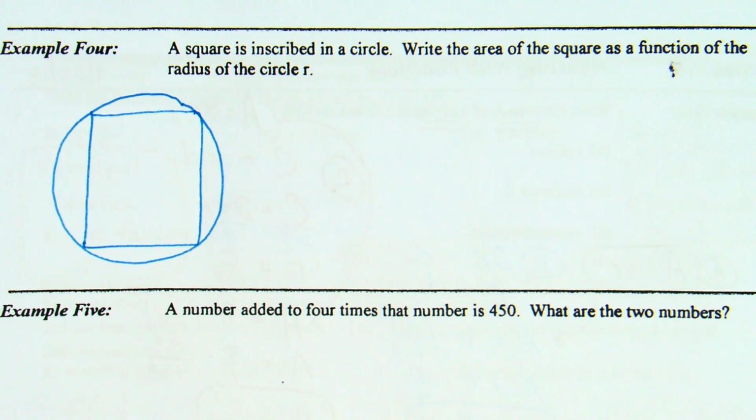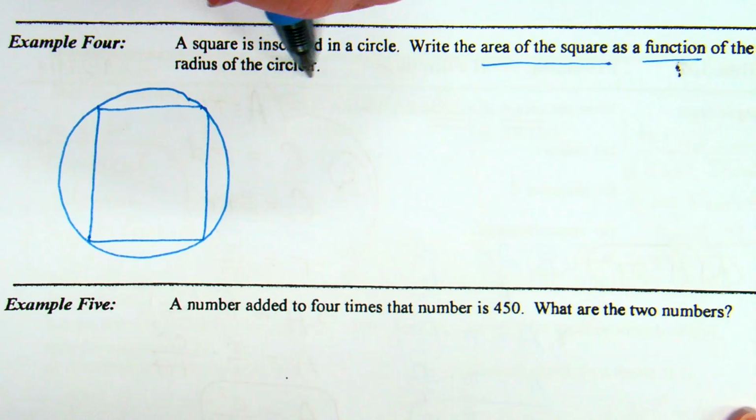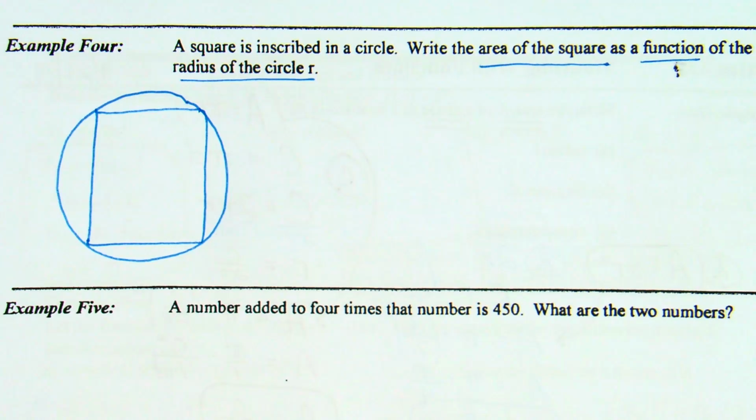Okay. Now, we want to know what is the area of the square, sounds easy enough, as a function of the radius of the circle. I see that part.